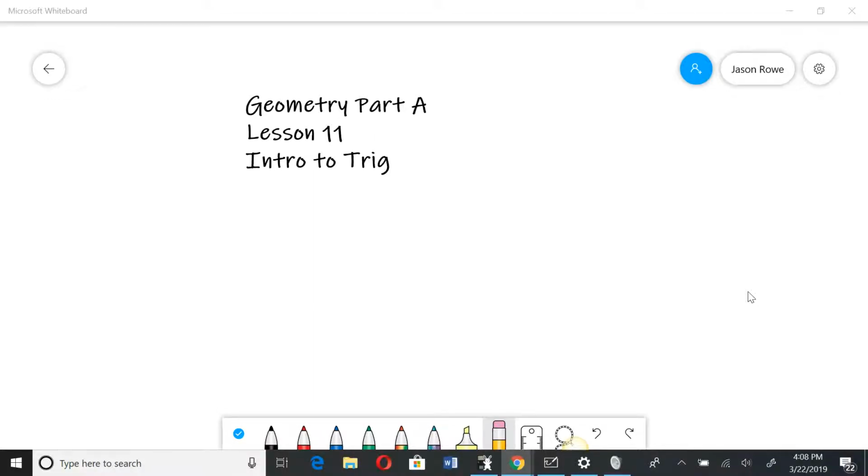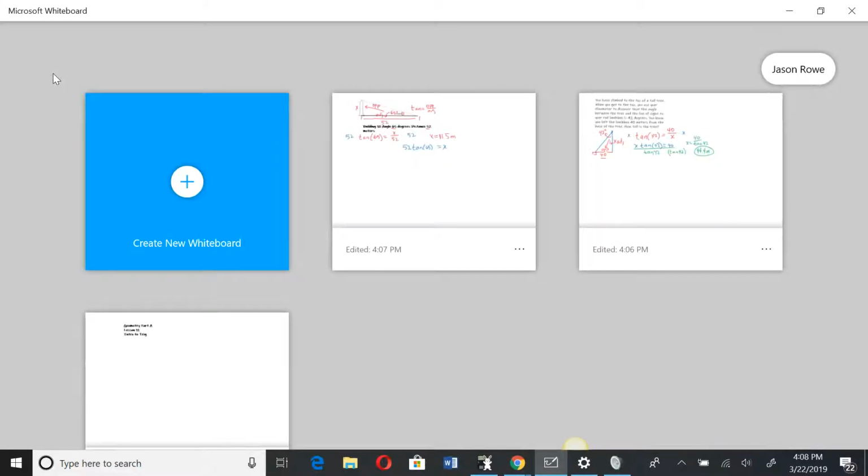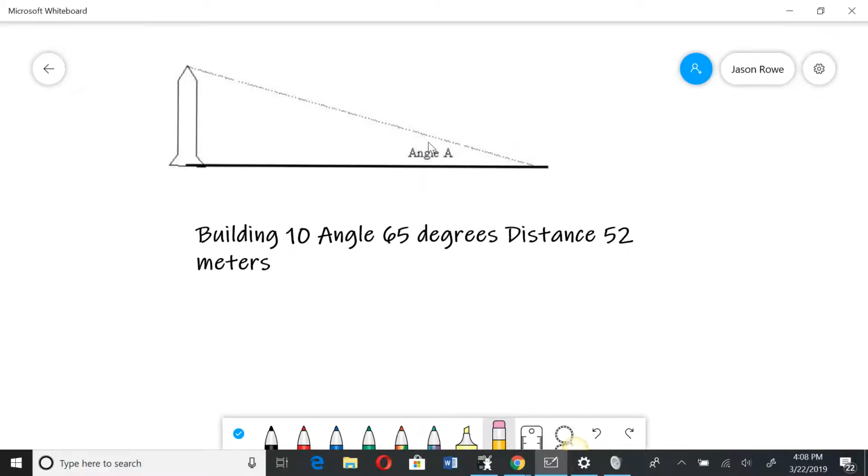This is Mr. Rowe. We're looking at geometry part A. This is lesson 11. This is some of the intro to trig problems. We're looking at that last set of problems where you got to measure the building and the tree. So let's take a look at some similar examples. Let's start with the building problem.